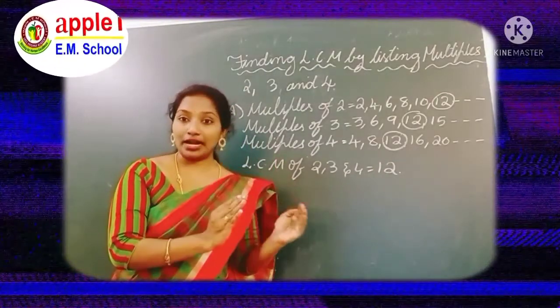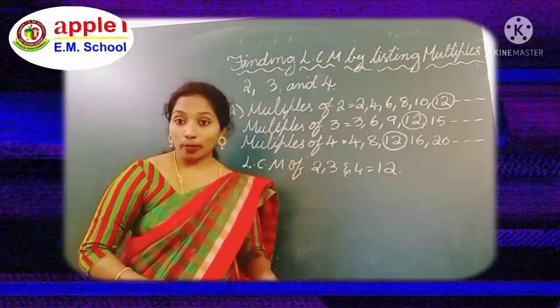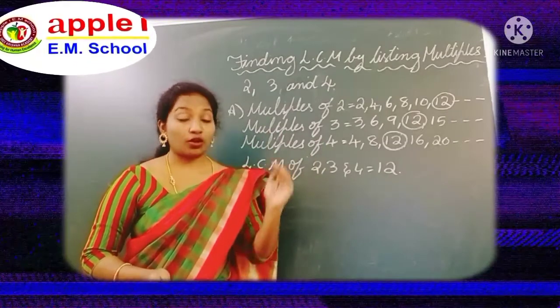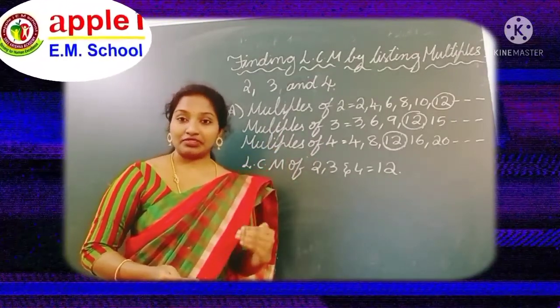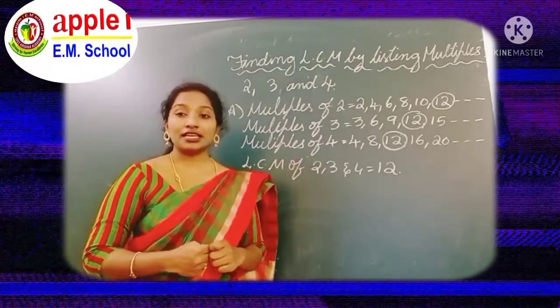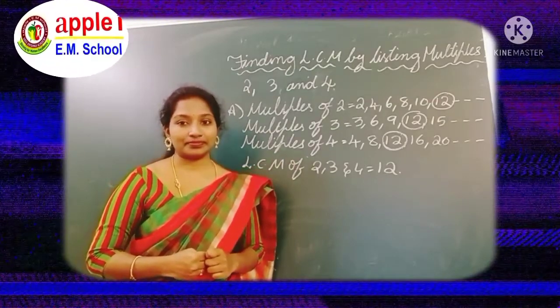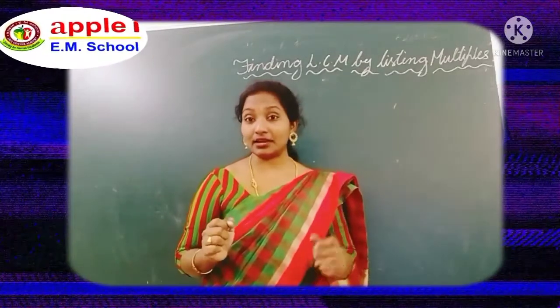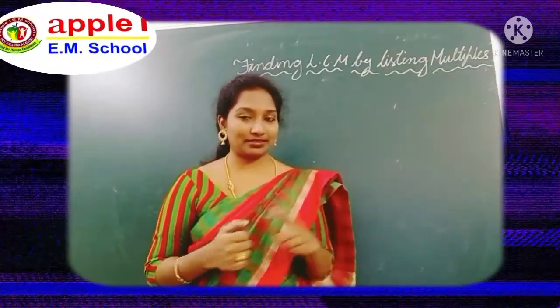How to find the LCM? Just write the multiples, circle the common multiples. In that common list, what is the smallest one? What is the least? That will become the LCM of the given numbers. I hope you have understood how to find the LCM by listing the multiples.